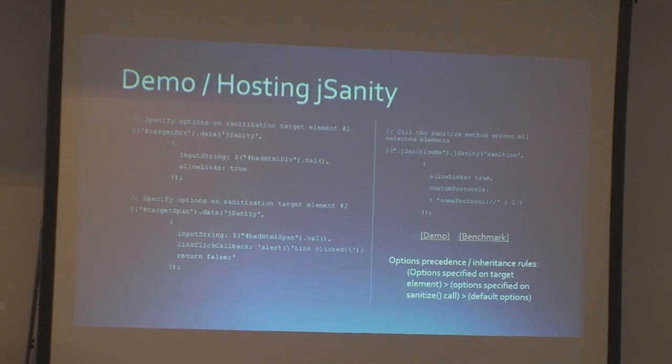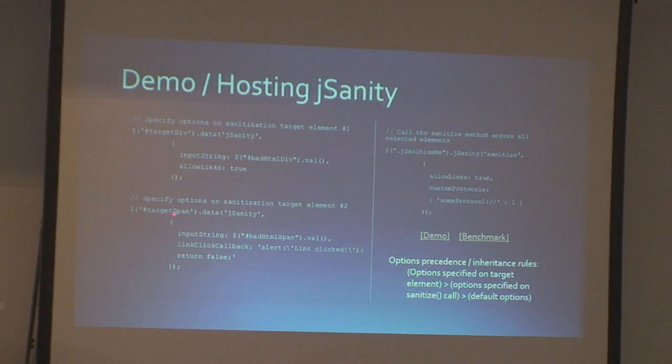Here's some code. It may not be easy to read, especially if you haven't used jQuery before. But it's essentially setting up two target elements. So here's one target div. This is an element on the page that is the target for an HTML sanitization operation. So the DOM that we construct is going to land under this element. We specify the input here. This is the markup that's going to get sanitized. It's just raw markup. And we also have some options that are passed in.